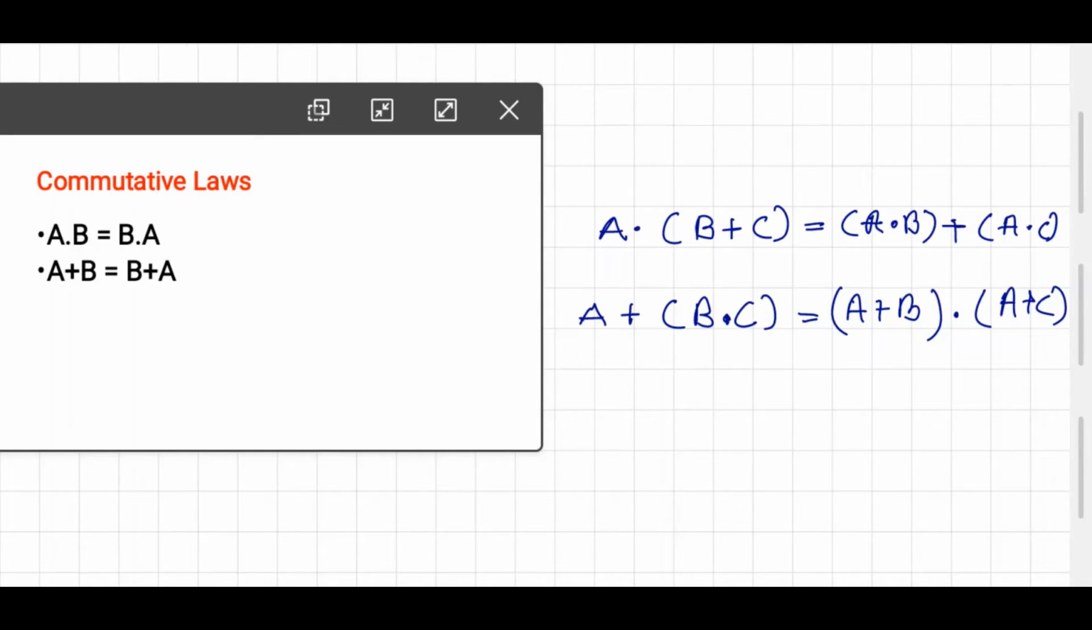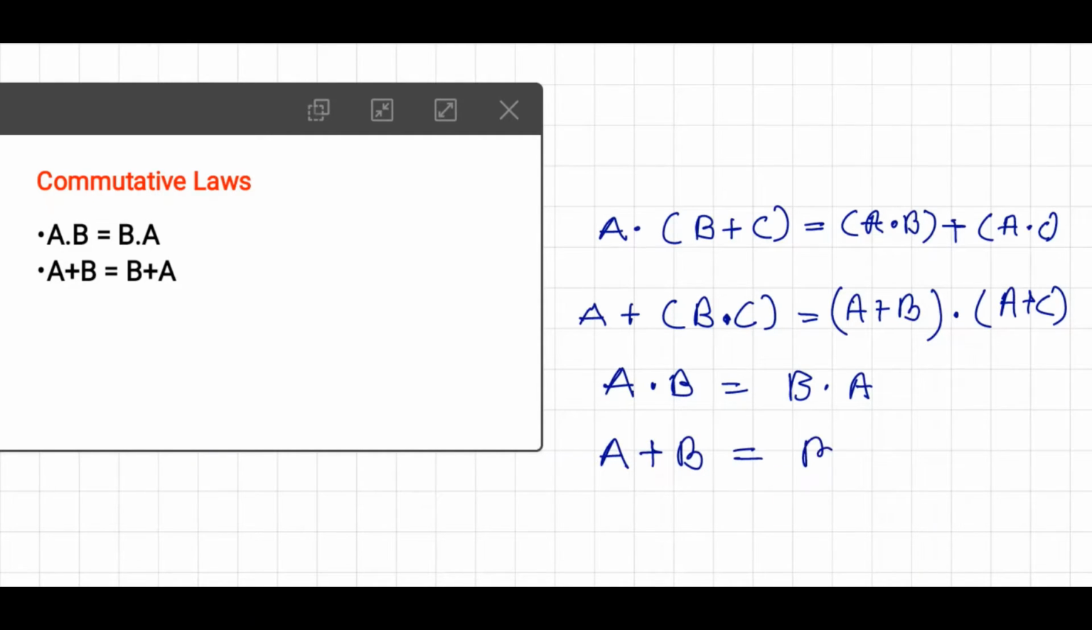Next is the commutative law. That means here A ANDed with B gives the same result as B ANDed with A. This is the commutative law. Similarly, related to the OR operation, A or B is exactly equal to B or A. So these are the same things.